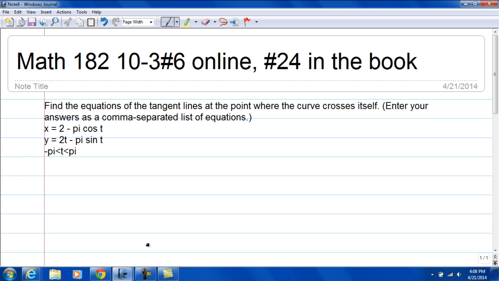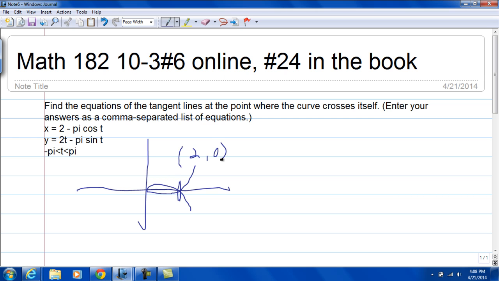Okay, so it says here x equals 2 minus pi cosine t and y equals 2t minus pi sine t. And we're looking at t being between negative pi and pi. So I graph this, and the graph that we get from this does the following. Comes from down here, comes up, crosses there, then goes up like that. And that's going from negative pi to pi. So it crosses itself here, and this location is at (2, 0).